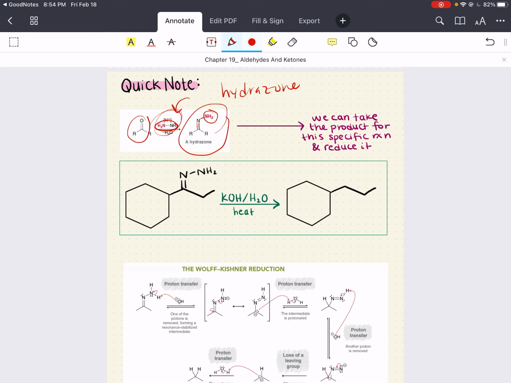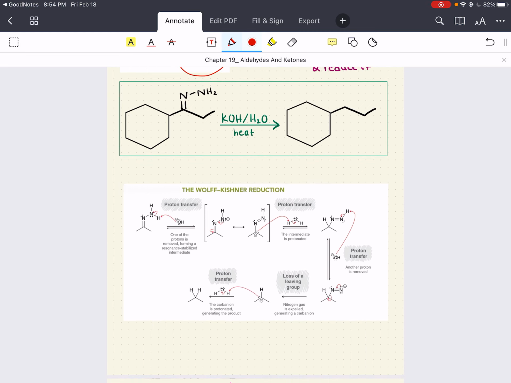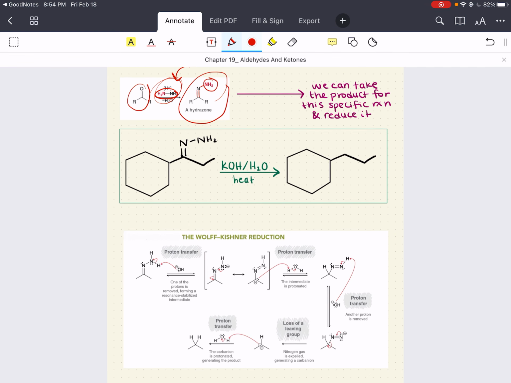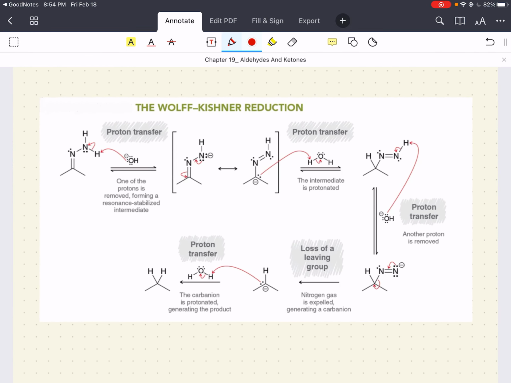All right, again, this is going to be a really useful technique when we get to synthesis and synthesis strategies and techniques at the end of the chapter. So we can go from a hydrazone using this set of reagents right here to completely reduce this group. So what we have here now are just hydrogens. This is the mechanism for this.